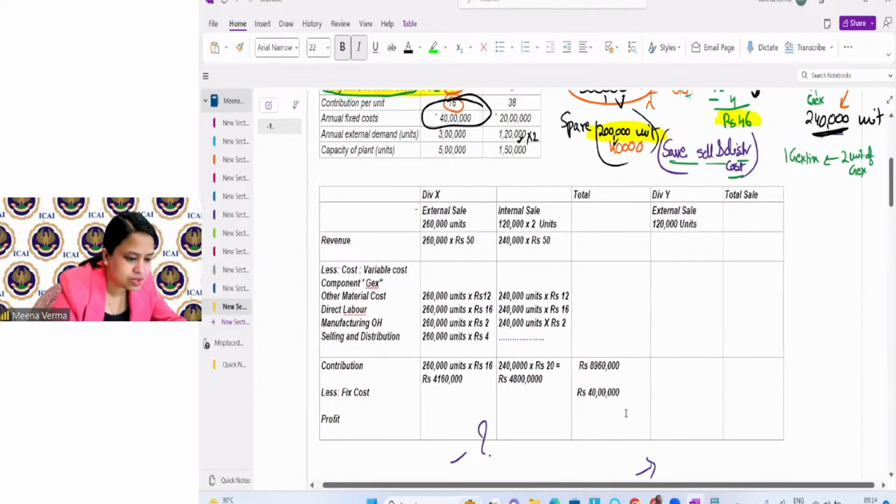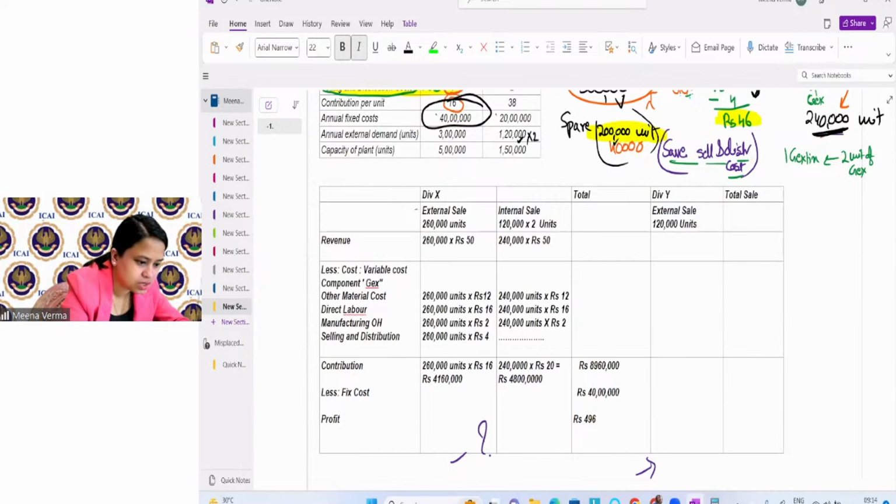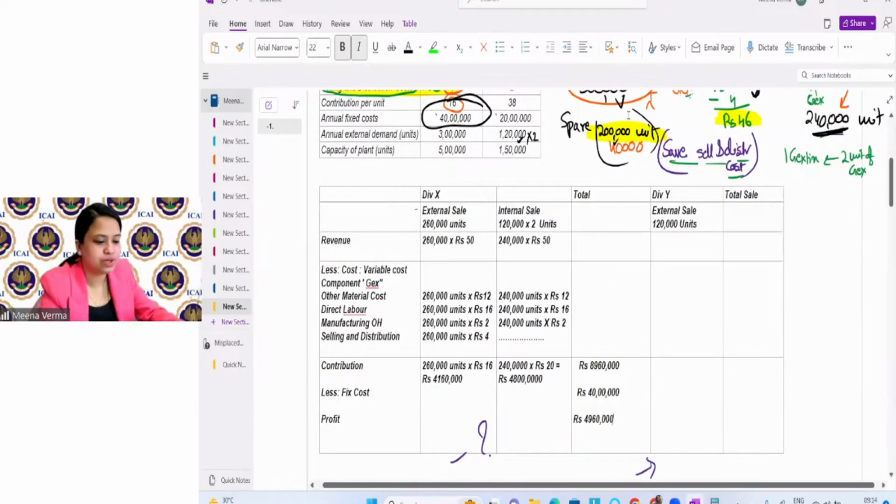This is the total fixed cost. So you will get the total profit here, in rupees. In this way, you can calculate the total profit for division X. Now let's see how we will do the calculation for division Y.